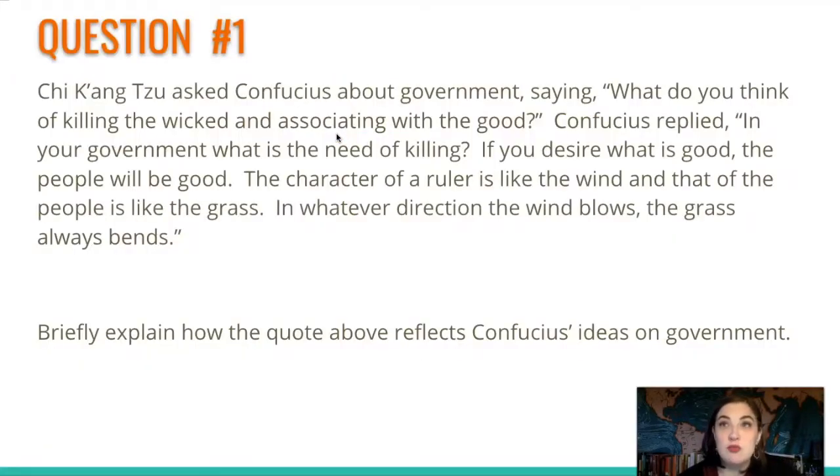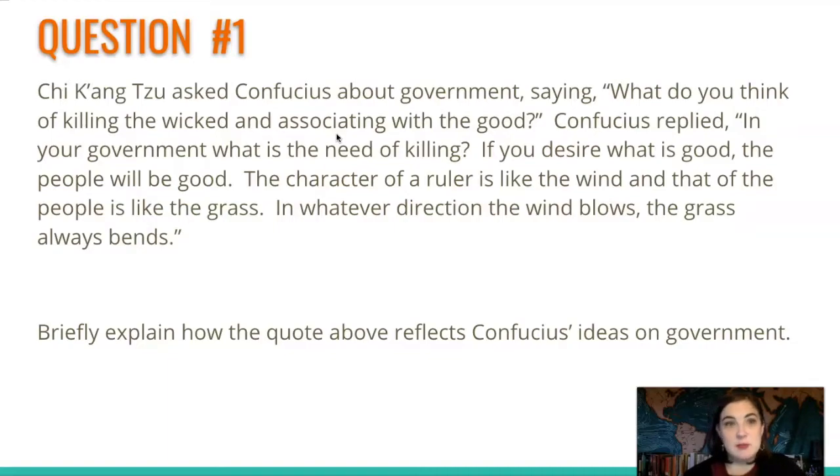So just a real basic question about Confucius. What do you think about killing the wicked and associating with the good? Confucius replied, in your government, what is the need of killing? If you desire what is good, the people will be good. The character of the ruler is like the wind, and that of the people is the grass. In whatever direction the wind blows, the grass always bends. Briefly explain how the quote reflects Confucius's ideas on government.